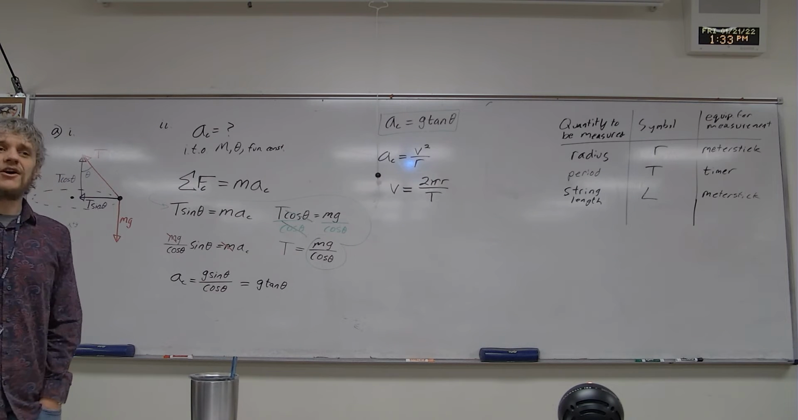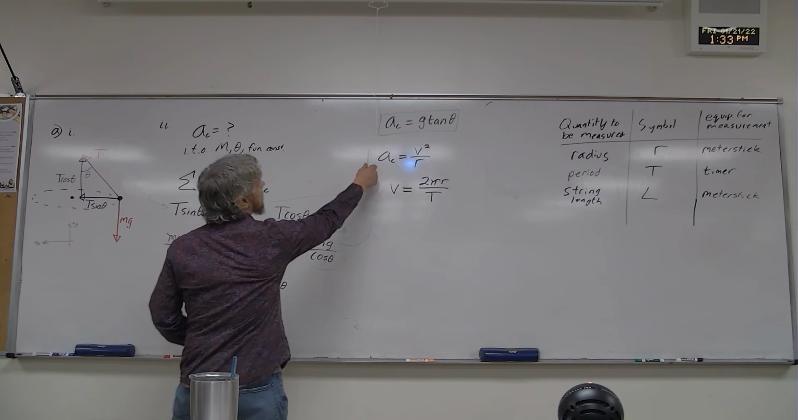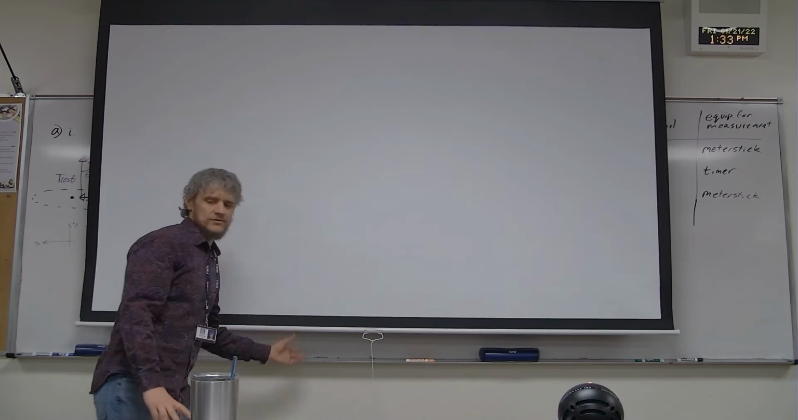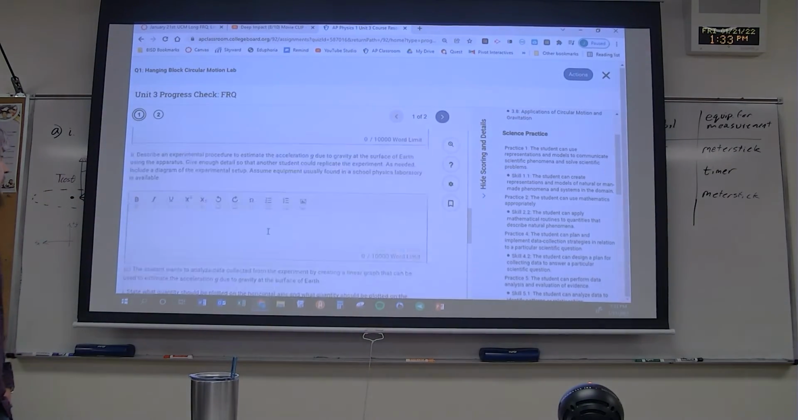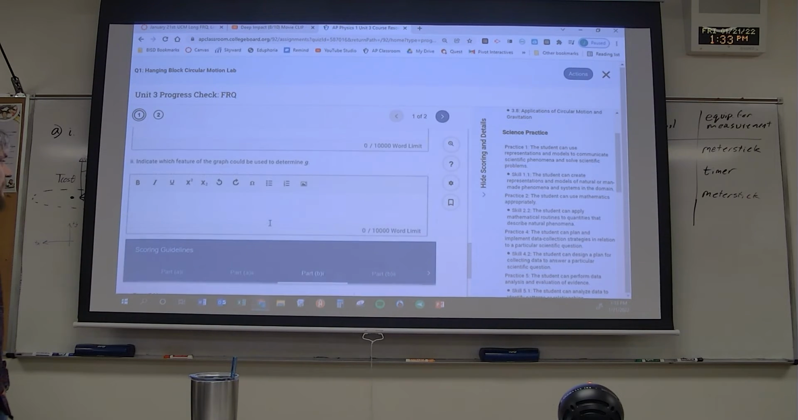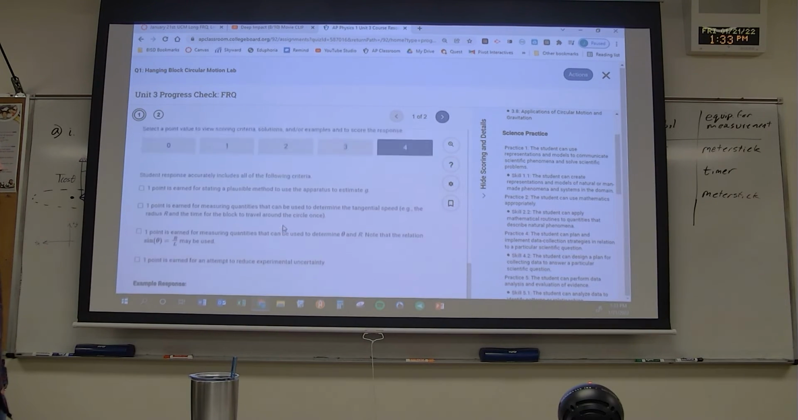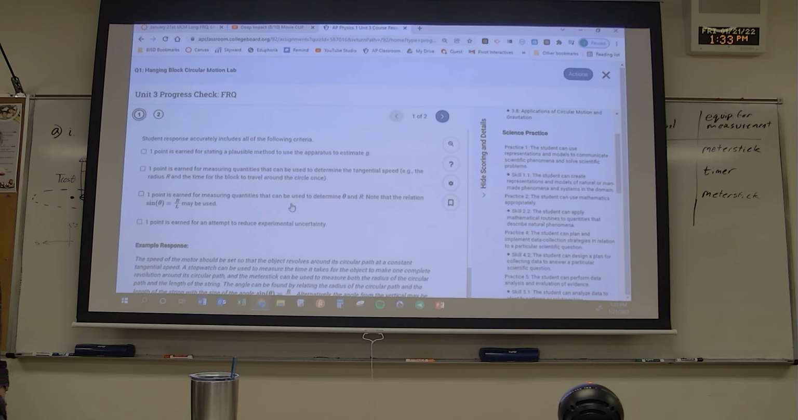So I'm not gonna go over that, but there are going to be a lot more points for that part of it. Okay, so if we look at the scoring guidelines for that part, it's 4 points. So it's the most point heavy so far. 1 point for stating a plausible method to use the apparatus to estimate G.